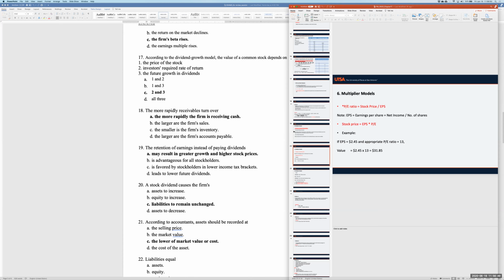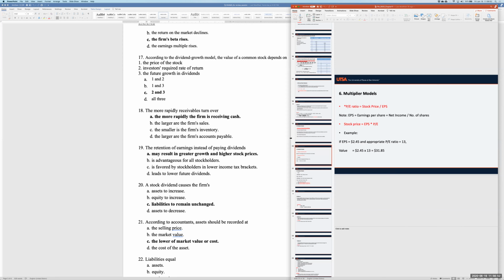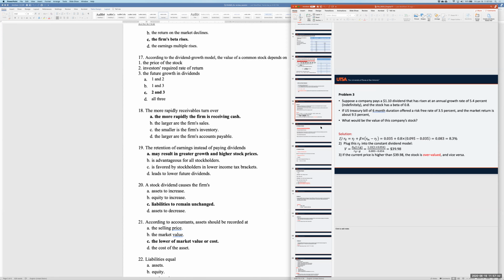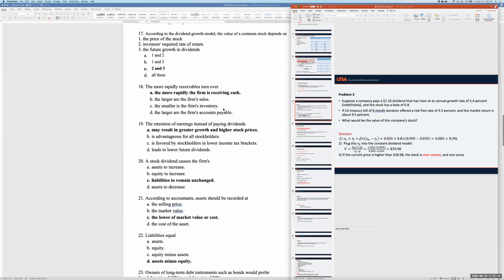According to the dividend growth model, the value of a common stock depends on what? The dividend growth model. So let's go to the dividend growth model, something like this, right? So price of the stock. No, we don't use the price of stock. We are using dividend, investors' required rate of return. Yes, we are using required rate of return, the future growth in dividends. Yes, G. So the answer is C.